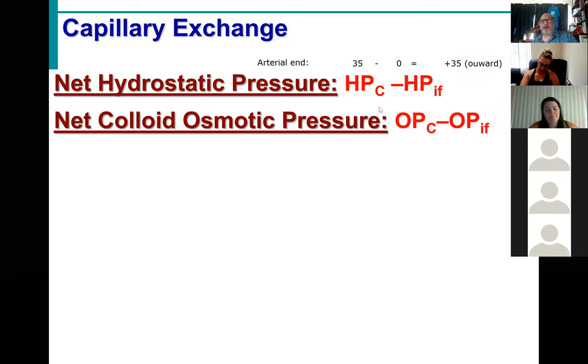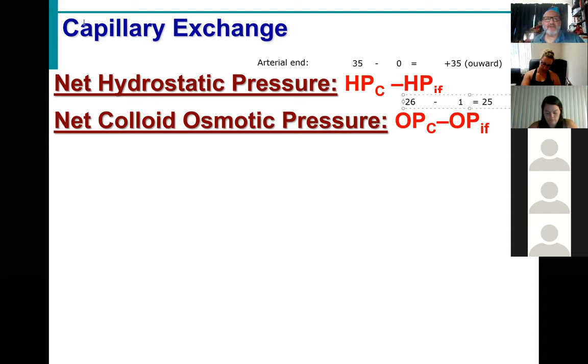Our net osmotic pressure, we take the osmotic pressure of the capillary. What did we say that was again? 26, excellent. From that, we subtract the osmotic pressure of the interstitial fluid. What was that again, a typical one? One. Which equals? 25. 25, excellent.